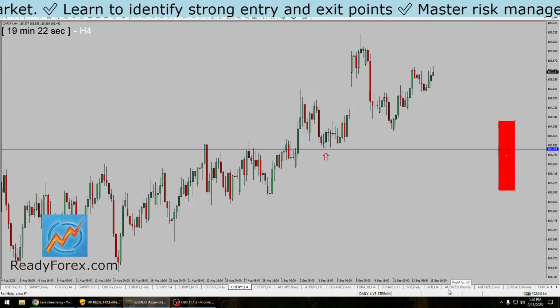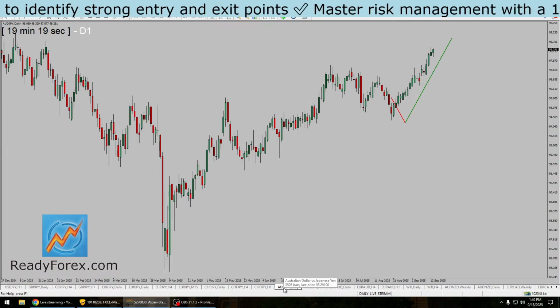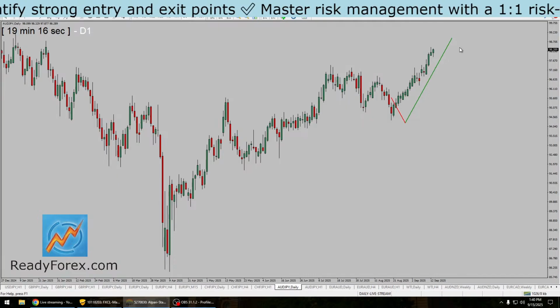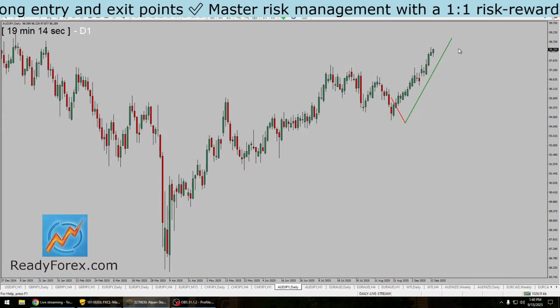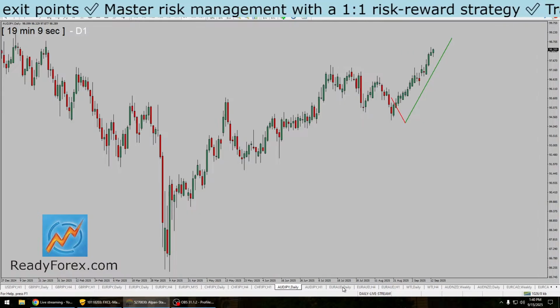Next, let us take a look at the AUDJPY currency pair. So AUDJPY, it's an uptrend, and I expect more upside. So that is the reason why the AUDUSD is also moving up.